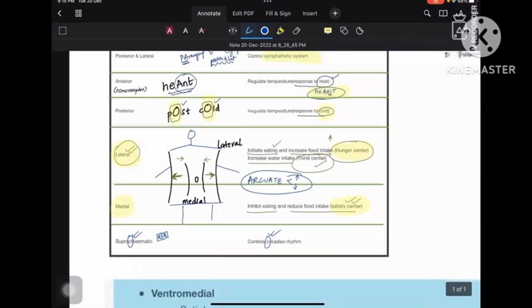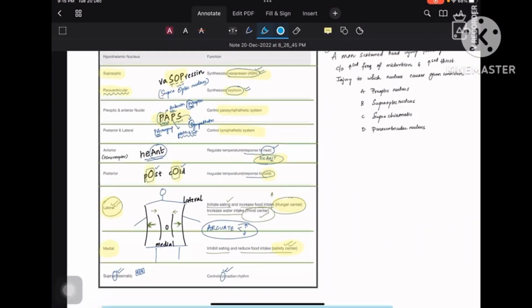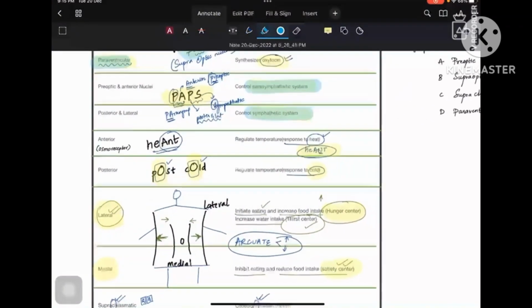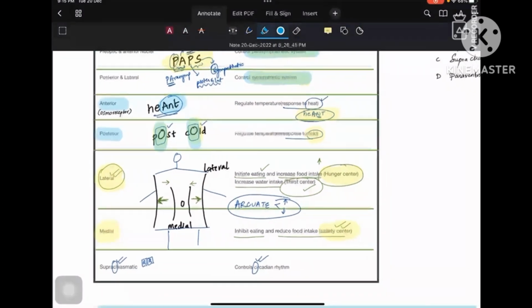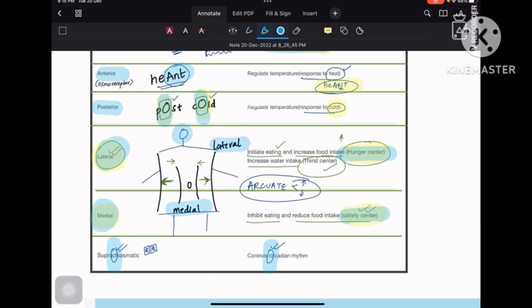I hope this table is easier now. So let us go through this once again. Let me change the color. So yeah, supraoptic, paraventricular, the confusion is clear now, right, with vasopressin. And then anterior and posterior nuclei for PAPs, which is parasympathetic and sympathetic. And then comes anterior and posterior nuclei, which is heat and post is cold. Then lateral and medial nucleus, with the help of this image, we can remember if you grow laterally, that is hunger center. If you grow medially, that means you shrink inside, that is satiety center. And suprachiasmatic nucleus is for circadian rhythm.